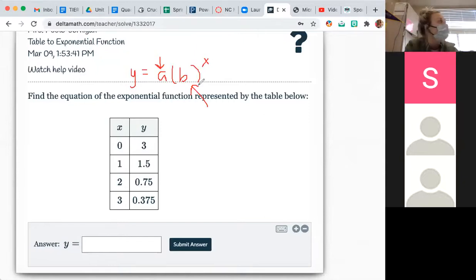A lot of your classmates wrote MX plus B equations. So I know they didn't watch the notes videos, and I also know that they have no idea what is going on. A times B to the X.